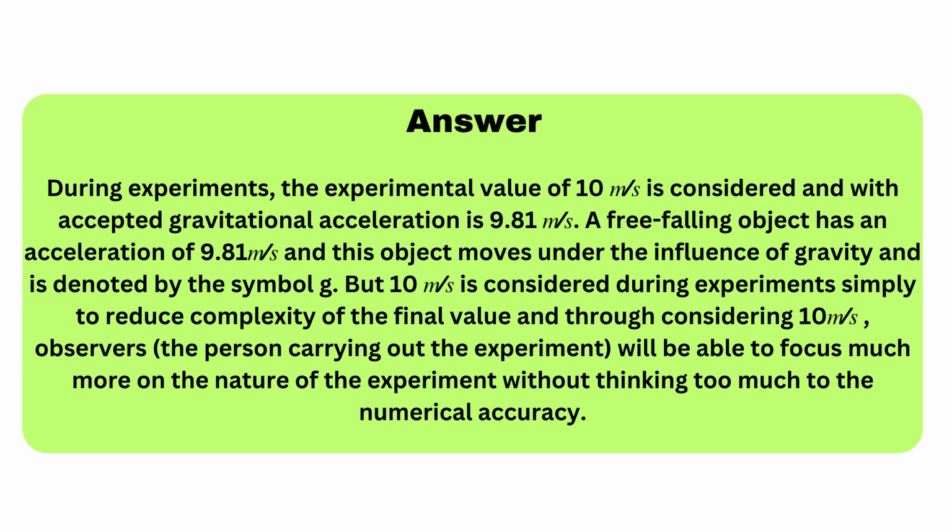9.81 m/s². A free falling object has an acceleration of 9.81 m/s², and this object moves under the influence of gravity and is denoted by the symbol g. But 10 m/s² is considered during experiments simply to reduce the complexity of the final value, and by considering 10 m/s², observers will be able to focus much more on the nature of the experiment without thinking too much about the numerical accuracy. Next question.